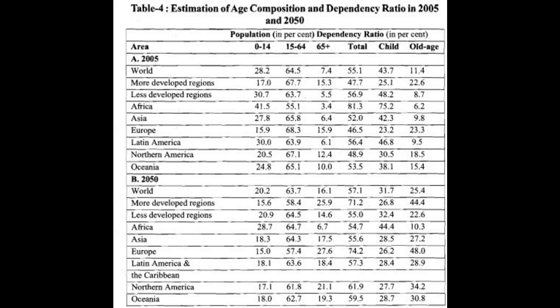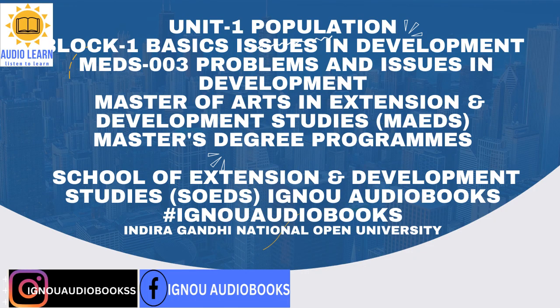1.5 Theories of population and its linkages with development. In this section we will discuss two important theories and models that explain the linkages between population and development. These theories and models are Malthusian theory and demographic transition model. Malthusian theory is an example of population affecting development, whereas the demographic transition model is an example of how development affects population. Let us discuss them one by one.